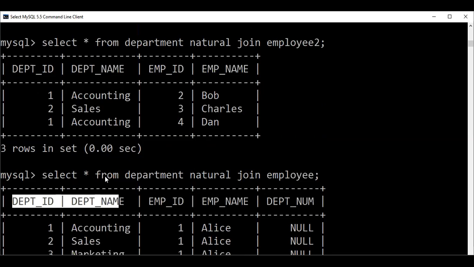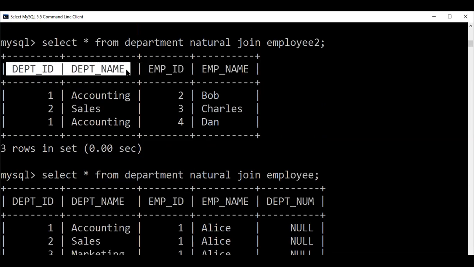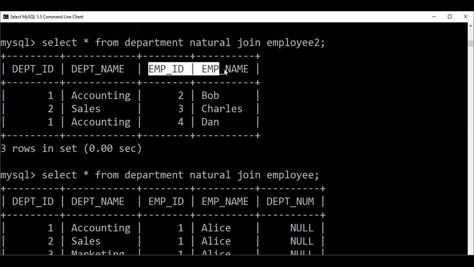But in this case, you can see these 2 are department and these 2 are employee. Then what about the employee's department ID? This has been taken as common. This department ID is common to department as well as to employee. So that's why it came only one time.